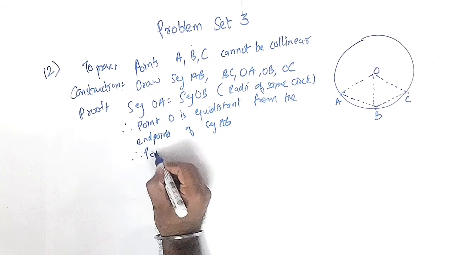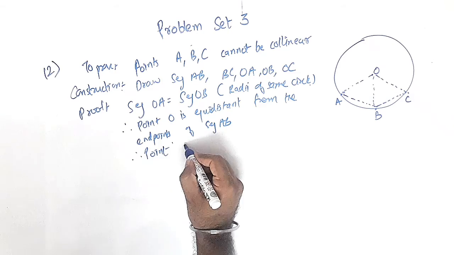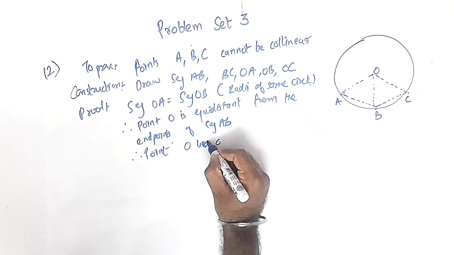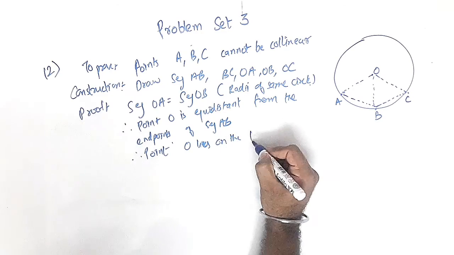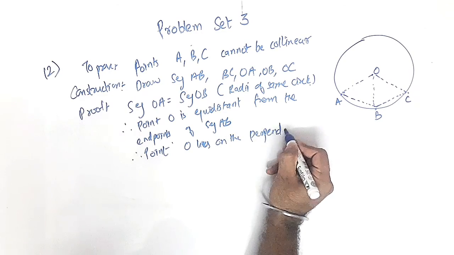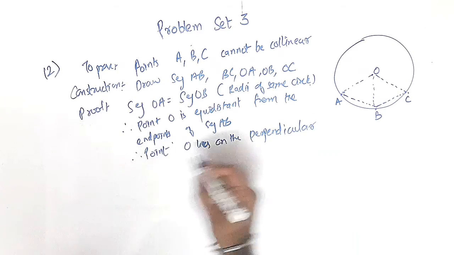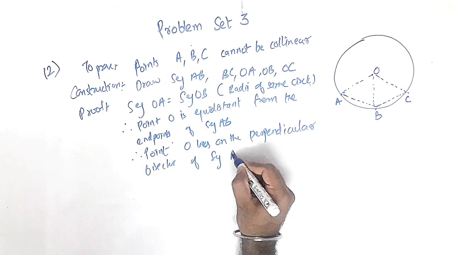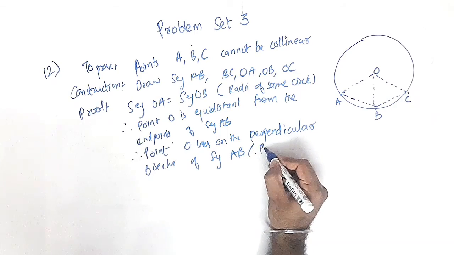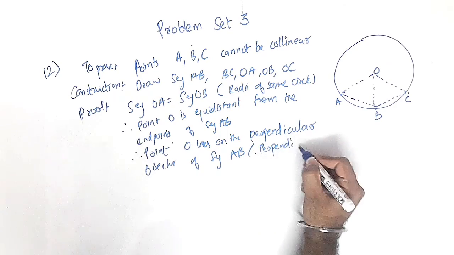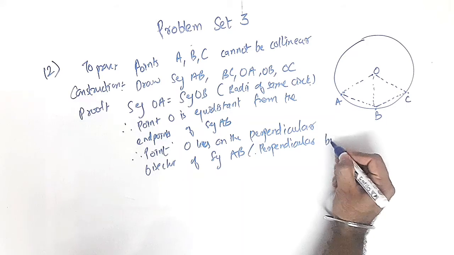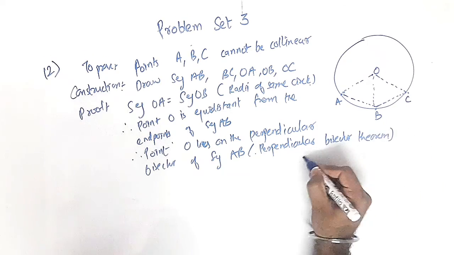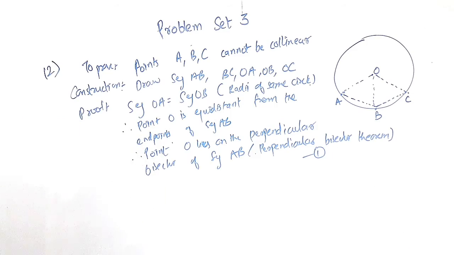Therefore, point O lies on the perpendicular bisector of segment AB. Okay, this is perpendicular bisector theorem. This is point number 1.